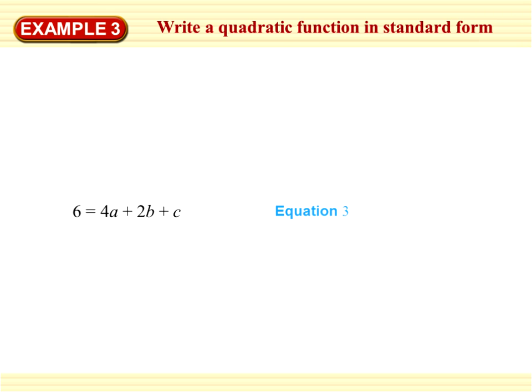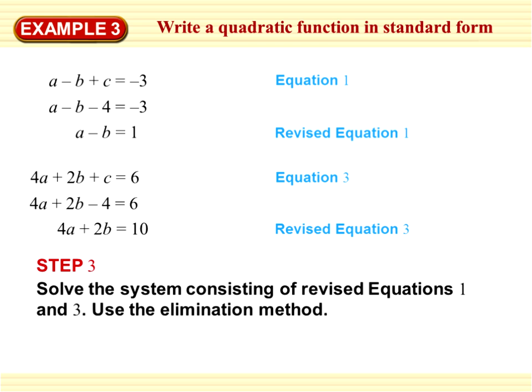Let's see what we can do with the third one. The point here that we were given was 2, comma, 6. So everywhere we see an x, we're going to replace it with the 2, and everywhere we see a y, we're going to replace it with a 6. That'll give us 6 is equal to 2 squared, 4, so that gives us 4a plus 2b plus c. So we have all of our equations, and we're ready to go.